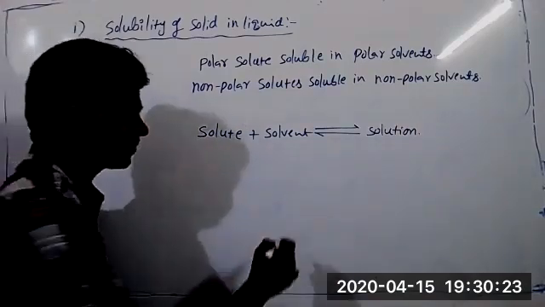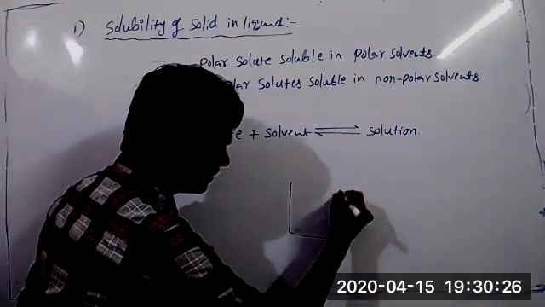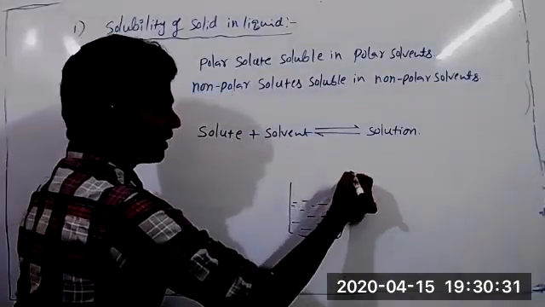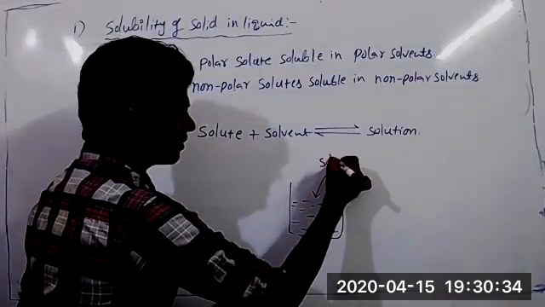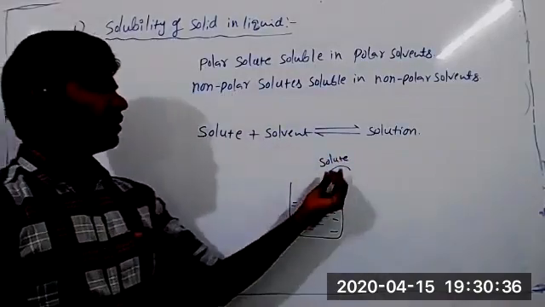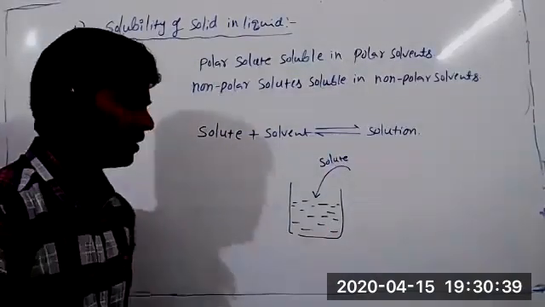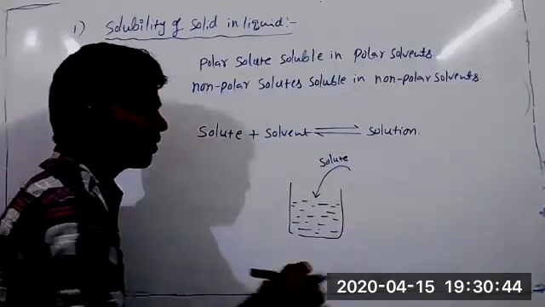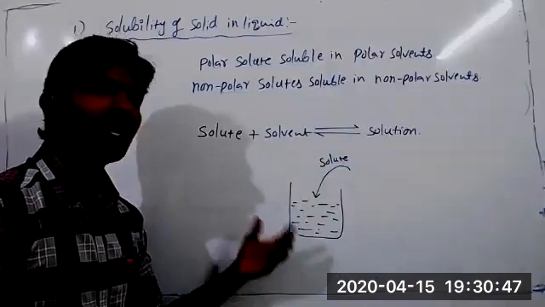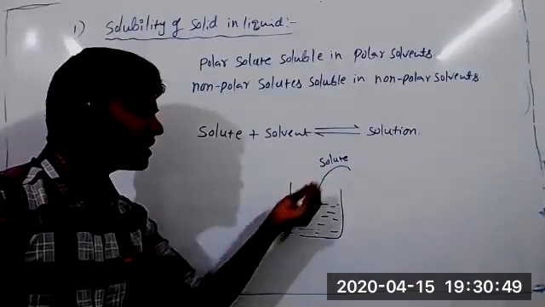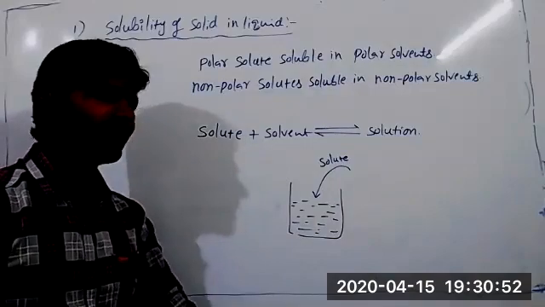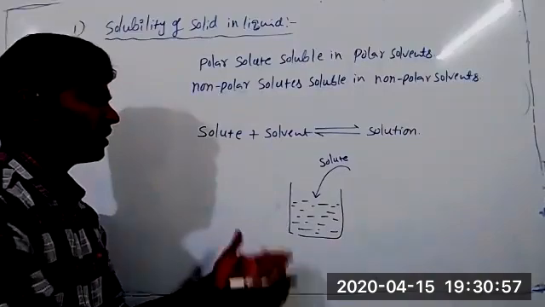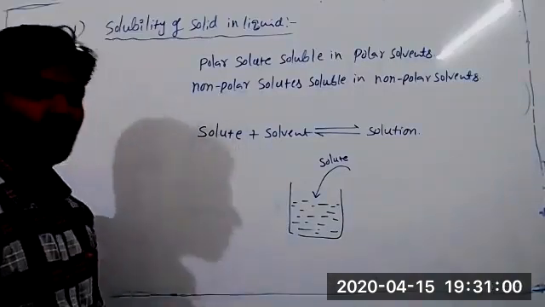Listen carefully here. No need to draw this diagram, just listen. Some amount of solute is added to the solvent, so some amount of solute is dissolved. Those dissolved particles collide with the undissolved solute particles and then crystallize, and some crystallized solute particles dissolve in the solvent. Here two processes are happening: one is dissolution and the other is crystallization. So here one equilibrium exists. That equilibrium we call dynamic equilibrium.